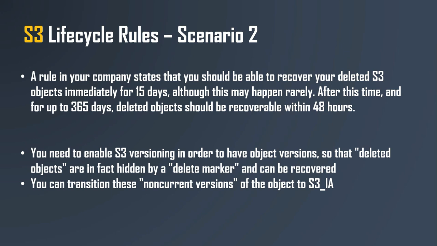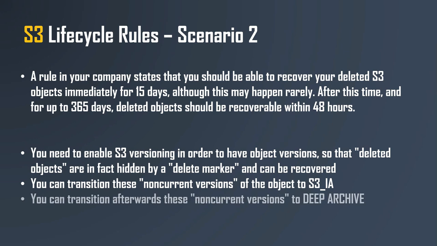But we are going to have non-current versions, basically the object versions from before. And so these non-current versions, we want to transition them into S3-IA, because it's very unlikely that these old object versions are going to be accessed. But if they are accessed, then you need to make sure to recover them immediately. And then afterward, after this 15 days, you can transition these non-current versions into Deep Archive, such that for 365 days it can be archived and then will be recoverable within 48 hours.